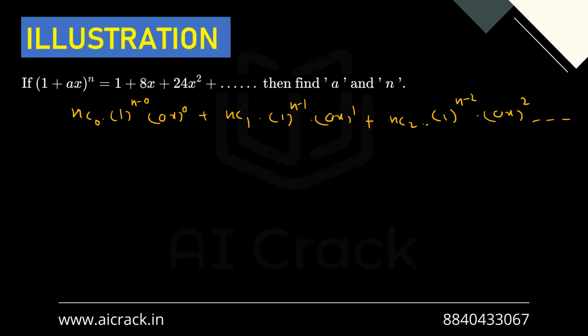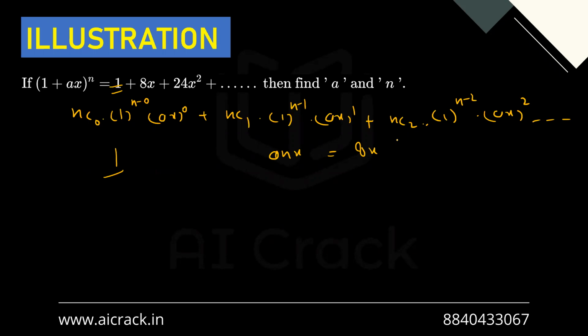Now let's compare it. nC0 is 1, we studied that, and this is 1 only. So basically this is 1, this is 1, and this is also 1. So basically the first term is 1. So we don't have to do anything with this first term. Now in the second term, nC1 would be n, and 1^(n-1) would be 1, and (ax)^1 would be ax only. So here we have got anx, and that equals 8x.